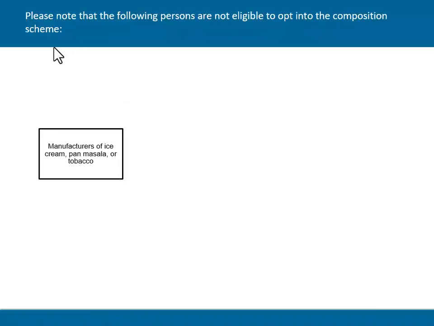Okay. आगे चलिए. ऊपर क्या है? Note that the following persons are not eligible to opt into the composition scheme. So these people are not eligible for composition. Manufacturers of ice cream, pan masala or tobacco. A person making inter-state supply. So if you are selling from one state to another state, then you can't be under the scheme. Only if it is within the state transaction and your turnover falls below 1.5 crores, if you are a goods provider, if you are a service provider, then 50 lakhs. Okay. But if you are providing goods and service across the state, then you can't opt for this scheme.